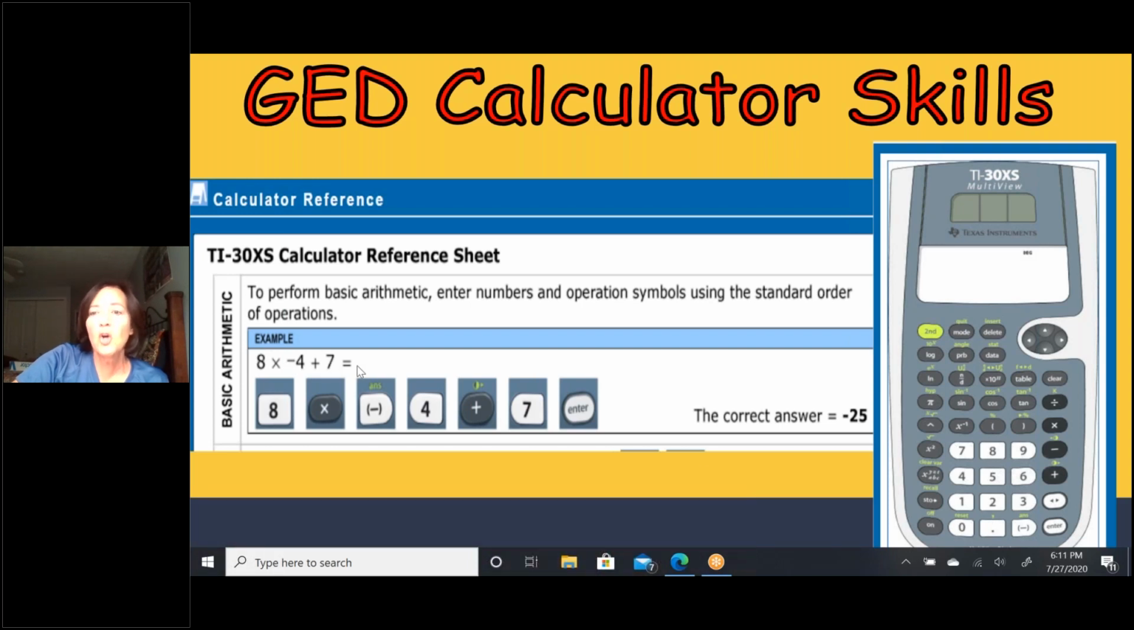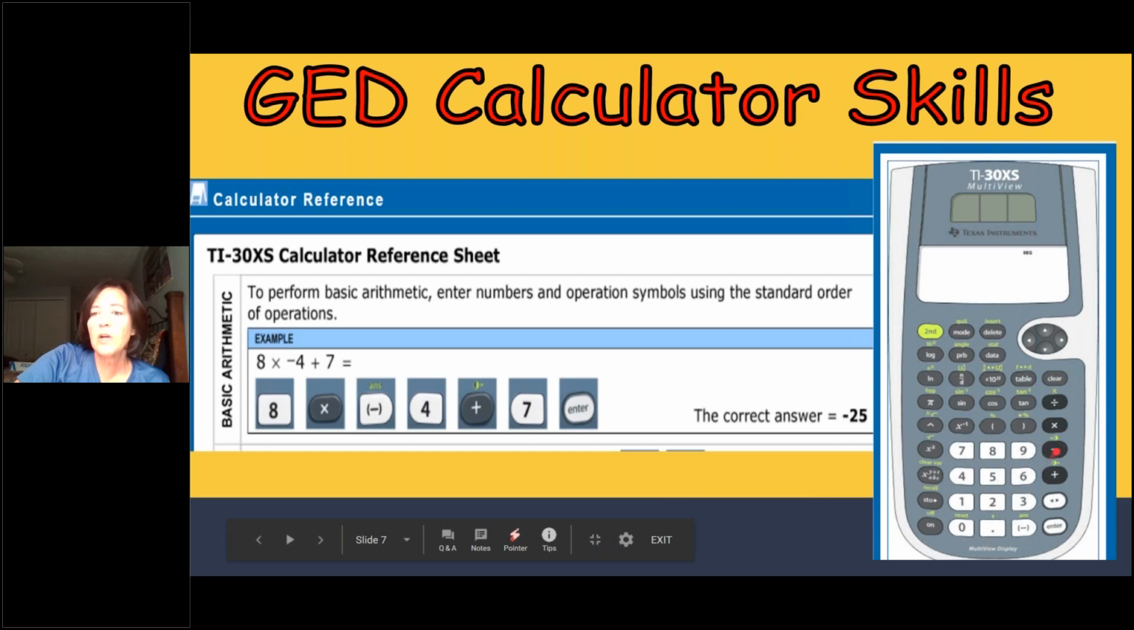So many students, let me get my pointer going. So many students want to use the subtraction sign for negative, and that many times will give you an error message. The negative sign is at the bottom left. There it is. I circled it in green of the enter. Whenever you're inputting a negative number, make sure you use the negative sign, not subtraction.